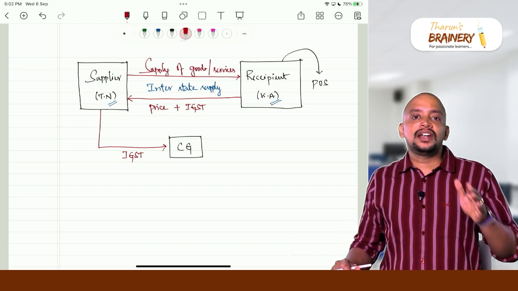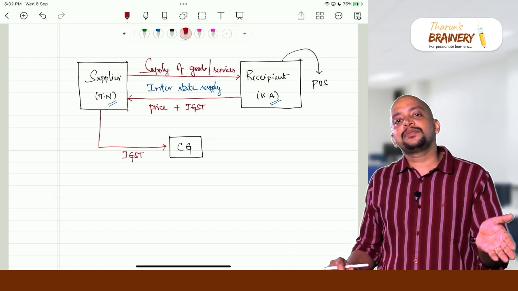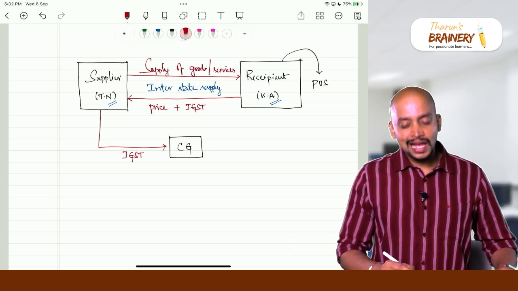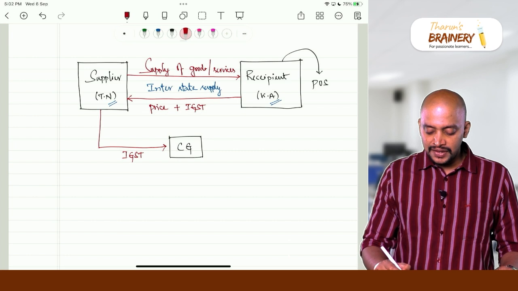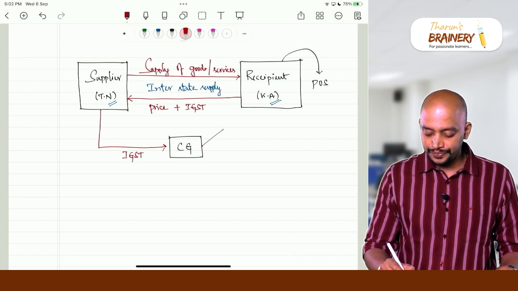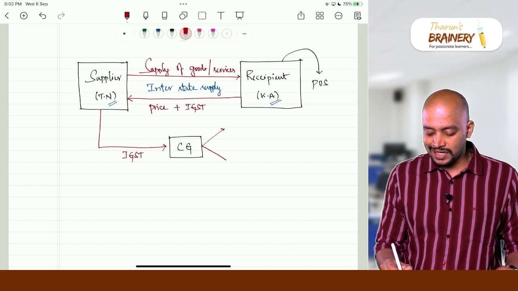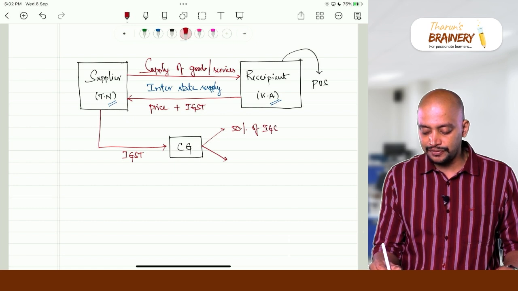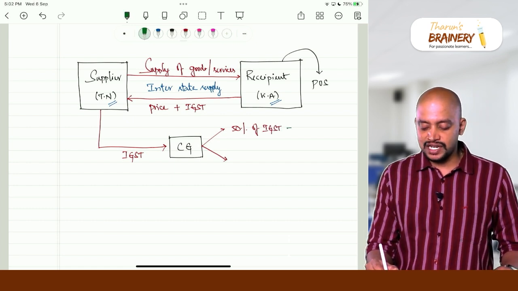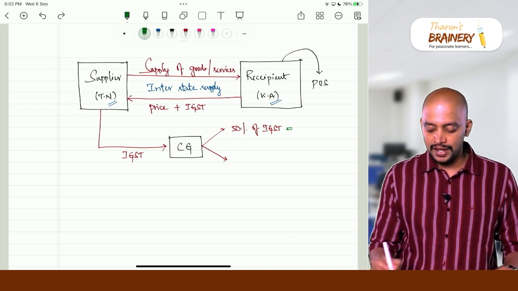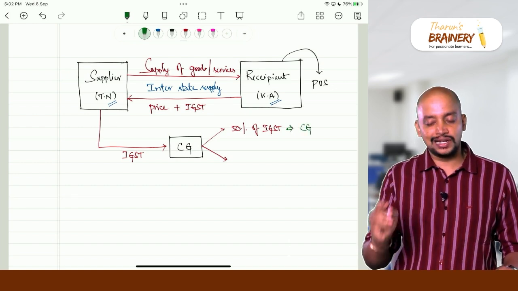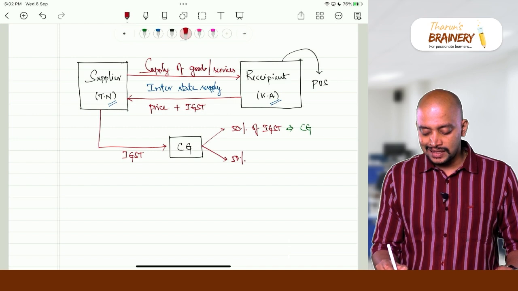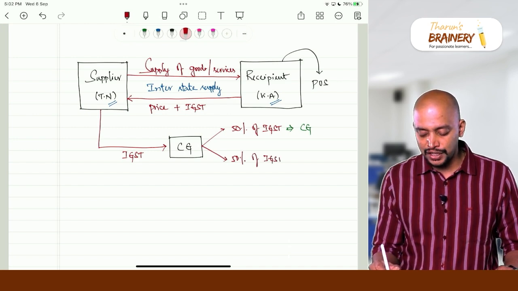In that 18%, 9% will go to central government and 9% will go to state government. Okay, like that. So central government IGST will be applicable, and here we are dividing that into two. So 50% of IGST will go to whom? 50% of IGST will go to central government, retained by central government, and the next 50% of IGST is given to state government.